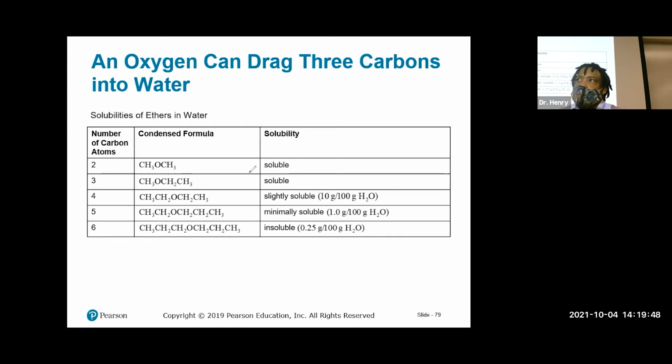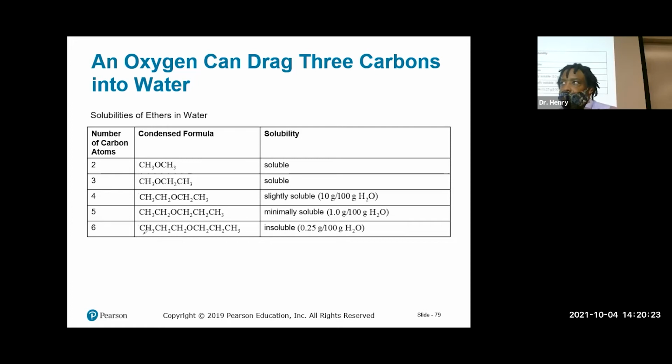So dimethyl ether is soluble in water. Makes sense because we have that oxygen there. You don't have such long chains that you're affecting. This guy, ethyl methyl ether, is soluble in water. As we start to get diethyl ether, that's only slightly soluble in water. As we get bigger, this is ethyl propyl ether, minimally soluble in water.